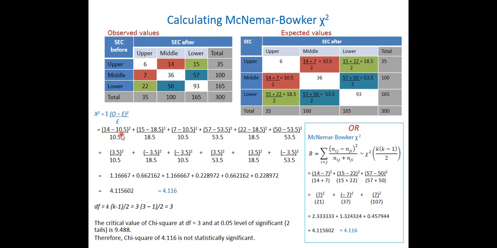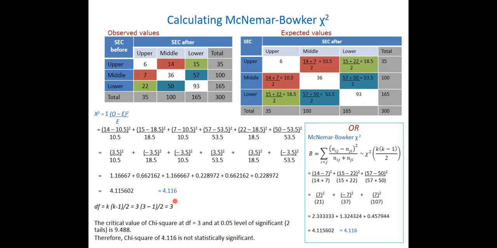When you now feed it in here, for each of the pairs of the discordant cell, it will be 2, 2, 2. This will be 6. You don't fit minus 4, 14 minus 10.5. That is the observed for this cell minus the expected, and for this one, observed minus expected, you do it like that. You calculate the chi-square. It gives you 4.116.